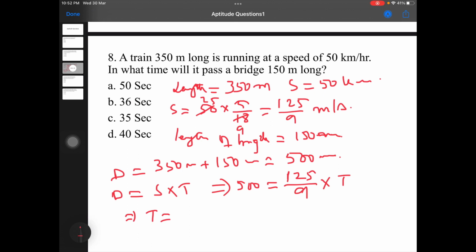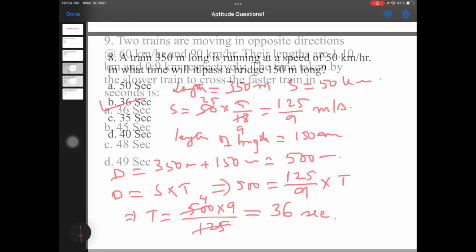From here it follows time is equal to 500 multiplied by 9 divided by 125. So 125 here will go 4. So 4 multiplied by 9 is equal to 36 seconds. So the correct option here is option B, which is 36 seconds. That is the time which is required for the train to pass the bridge of 150 meters.